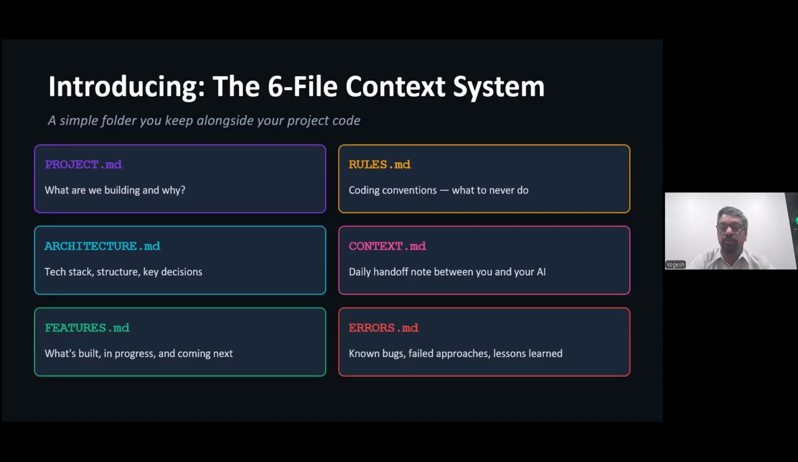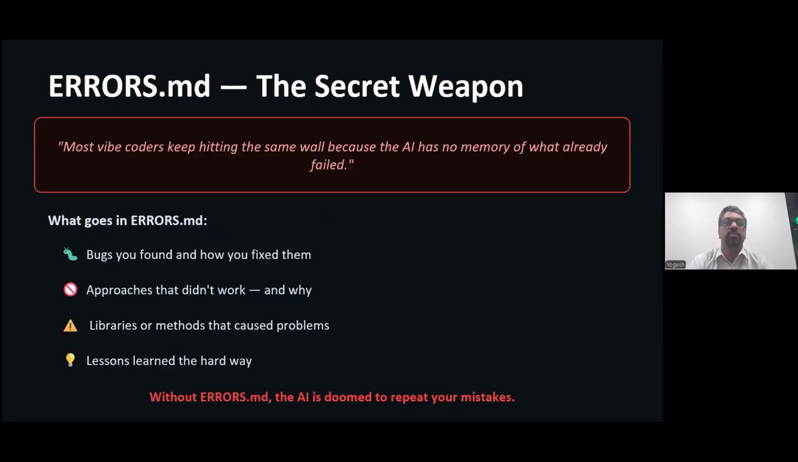And I have another slide on this. So errors.md is the secret weapon of vibe coders. This file is what helps when you keep hitting the same wall over and over again because AI is not remembering the context. This is what can be fixed with this particular file.